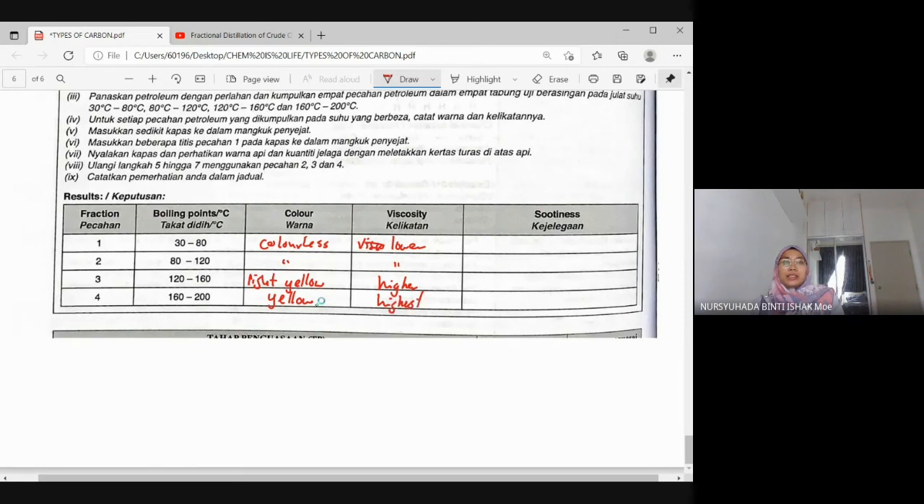Okay, sootness. No soot. The first one is no soot. Okay, less soot. More soot. And this one have more soot. Betul kan? More soot. Betul tak? Kalau salah betul kan? Betul kan? More soot. Angie betul kan?